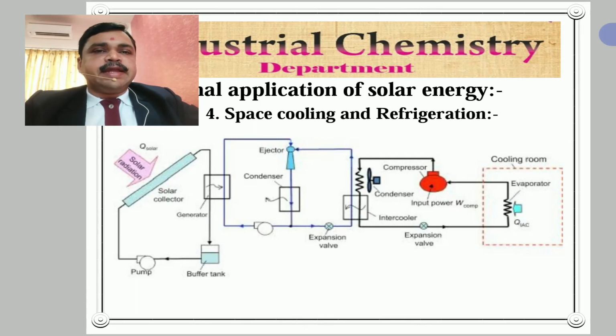Water is heated in a flat plate collector. A flat plate collector is used for heating of water. Sometimes more than one flat plate collector is arranged, so we call it an array. Water heated in a flat plate collector or array is passed through a heat exchanger, the generator, where it transfers heat to a solution mixture of absorbent and refrigerant, which is rich in refrigerant.